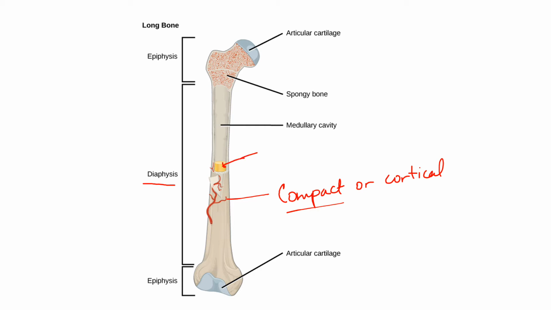The last thing I want to point out in this image is that there is some articular cartilage. Articular means where a bone articulates, or forms a joint with another bone. So there is some cartilage where that's occurring.